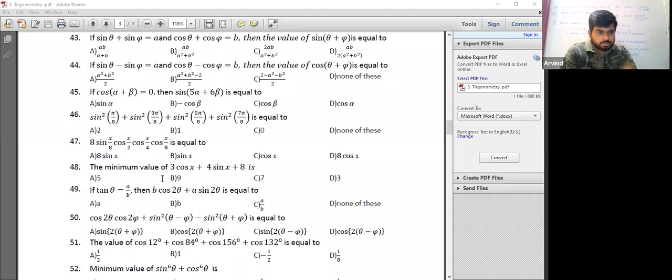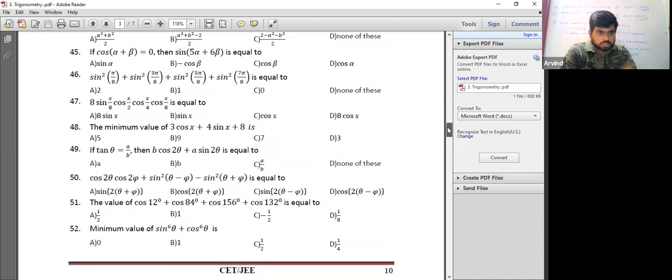So we finished with the 49th one. Let's go to the 50th one. Cos 2 theta cos 2 phi plus sin square theta minus phi minus sin square theta plus phi. Okay. At least, can you guess which formula can be used? It is on the board itself. I'm going to use that formula.